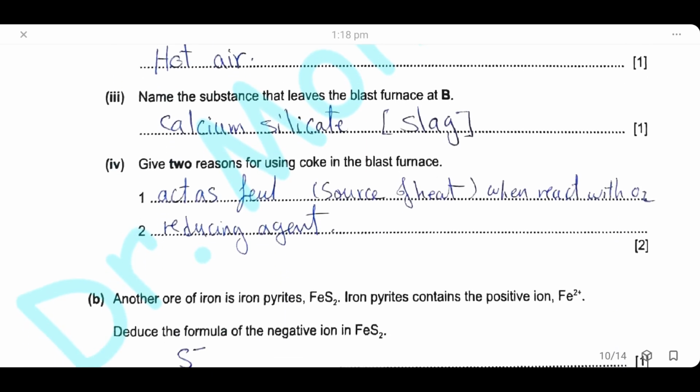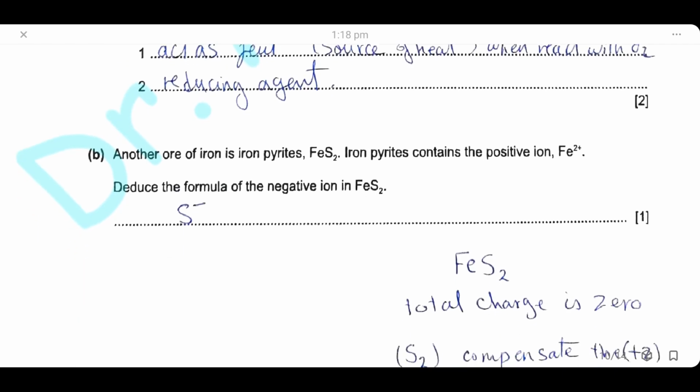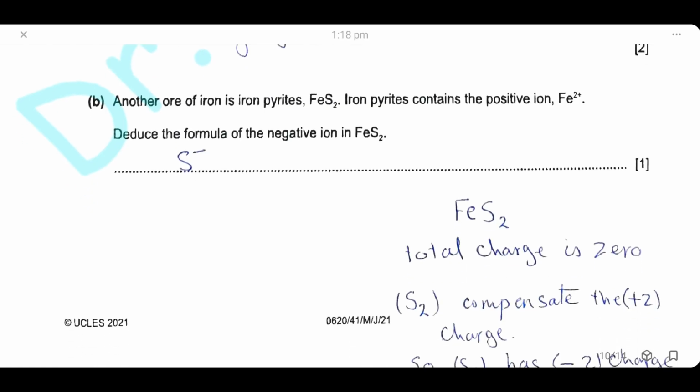Give 2 reasons for using coke in the blast furnace. It can act as a fuel or a source of heat when reacting with oxygen, and it acts as a reducing agent. Another iron ore is pyrite, FeS2. Iron pyrite contains the positive ion Fe2+. Deduce the formula of the negative ion in FeS2.